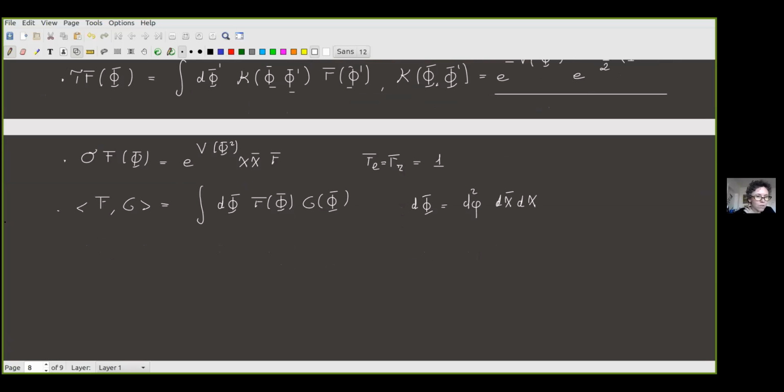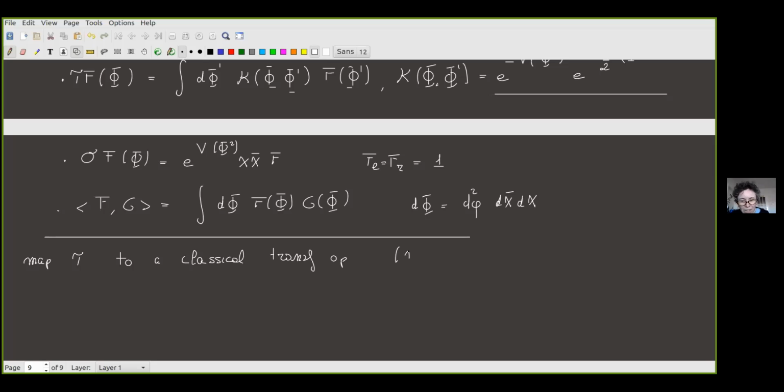Okay, so I write here. We want to map T to a classical operator, a transfer operator. That means that there are no Grassmann variables any longer at the end. Okay, and what is the idea?